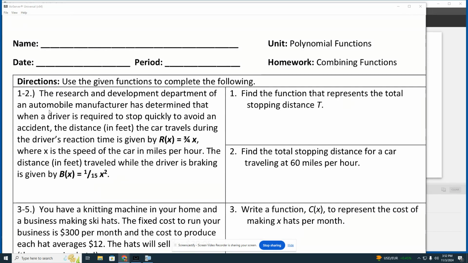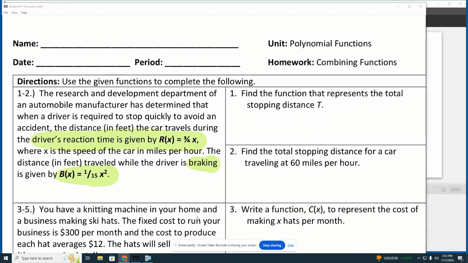I think I had in every class a quick description on what you do with numbers 1 and 2. The fact that you're stopping and you're trying to avoid this accident, there's two things that we had to consider. One was the driver's reaction time, right? That's important, which they give me as an equation, r of x equals 3/4 x. And then also the braking distance, which is the equation b of x equals 1 over 15 x squared. So if you just think logically, in order for me to stop, in order to avoid this accident, two things have to happen. Both of these things have to be taken into consideration.